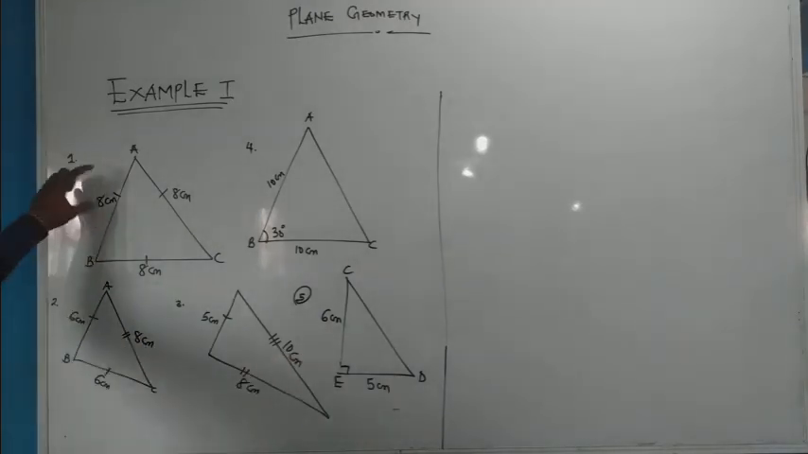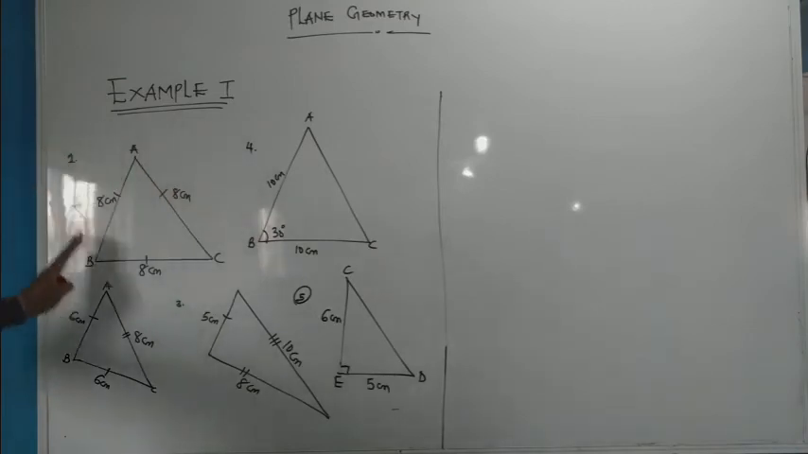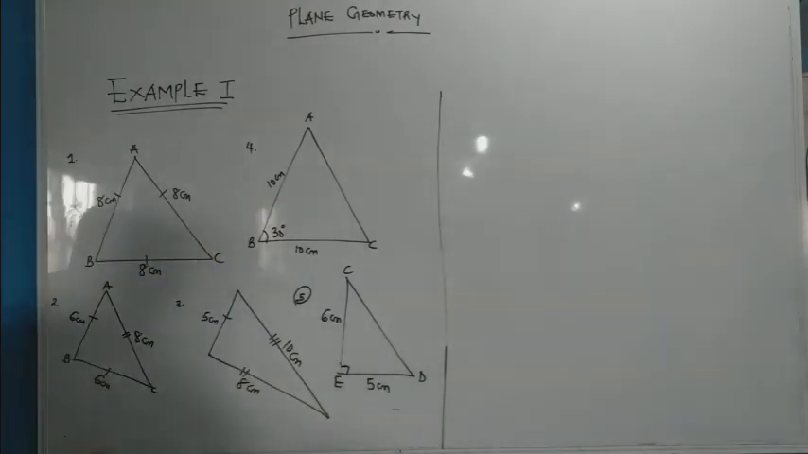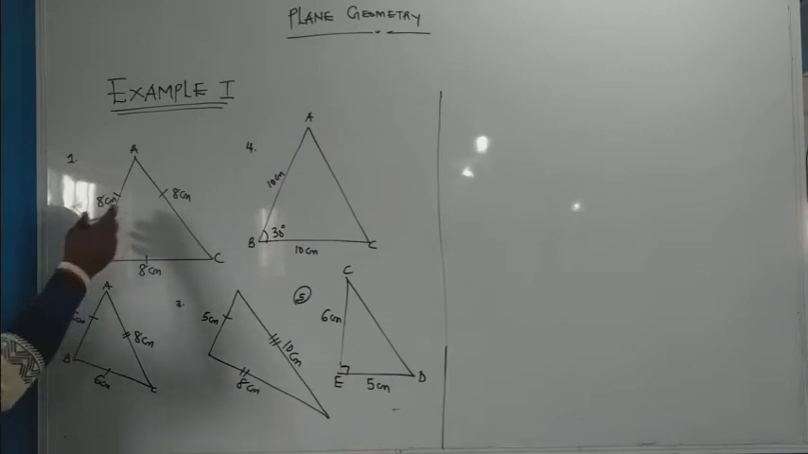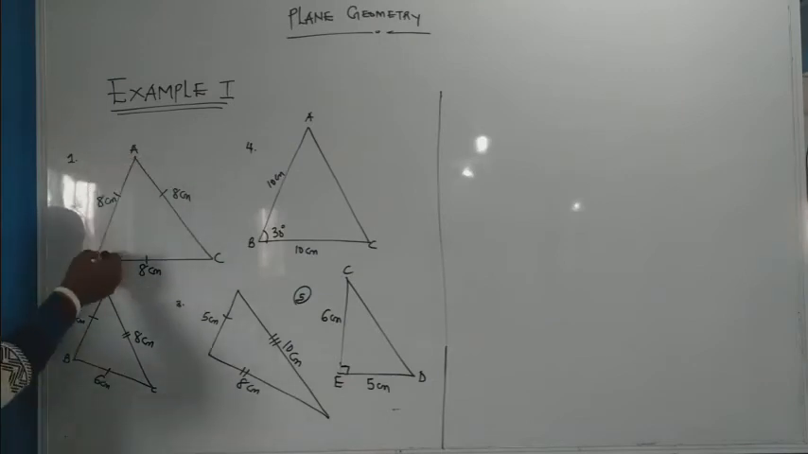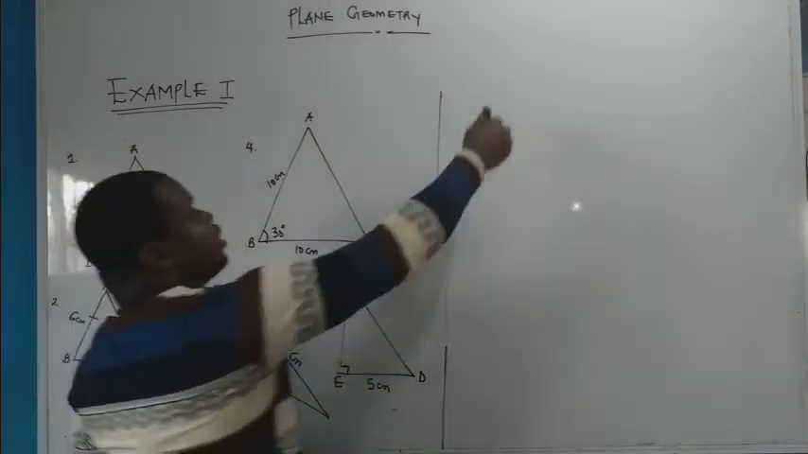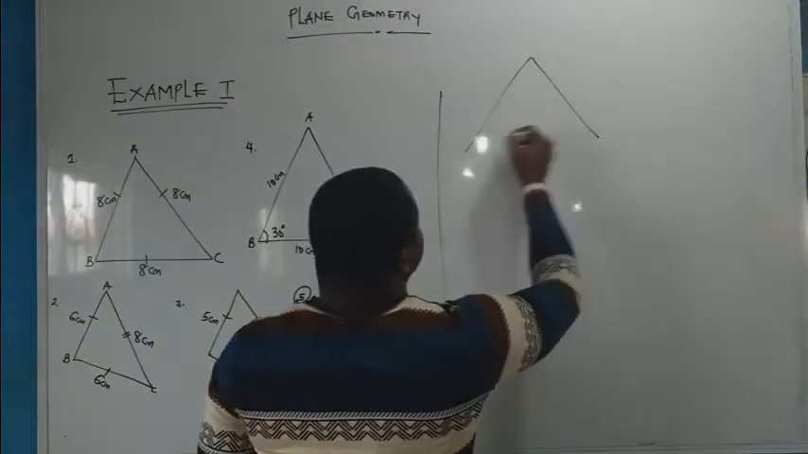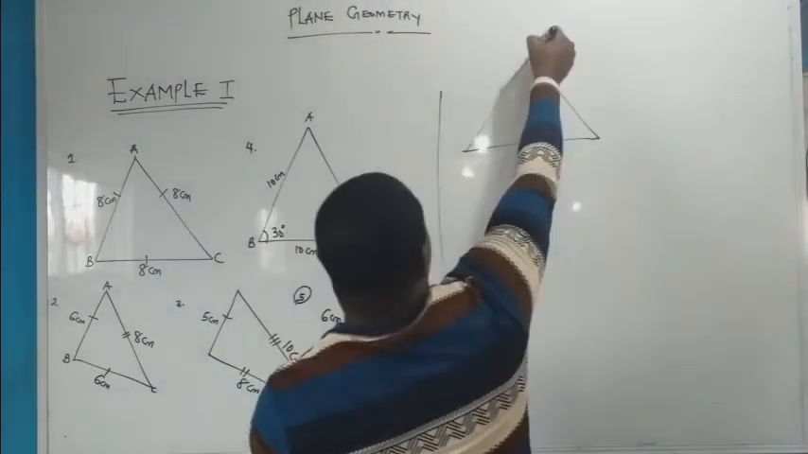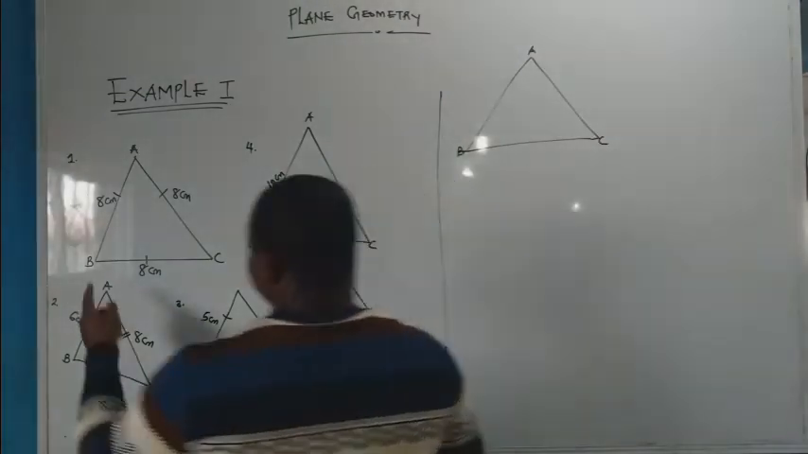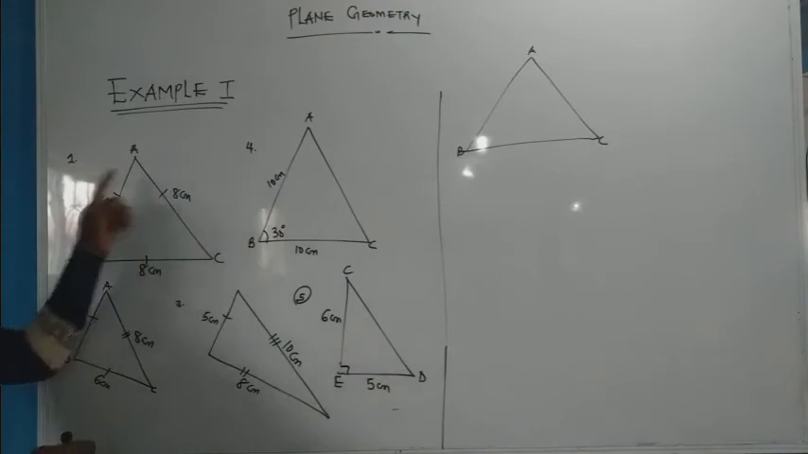So question 1 says we have to find the area of this equilateral triangle. If you look at this now, since all the sides are equal, you can take any side as the base. Is that clear? I can take my AB as the base, my BC as the base, or my AC as the base. So we have A, B, and C. I'm going to take my BC as the base.